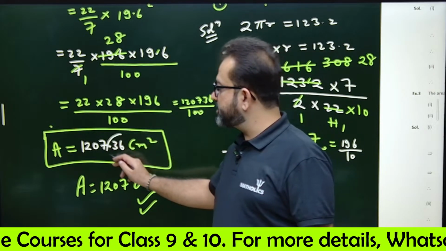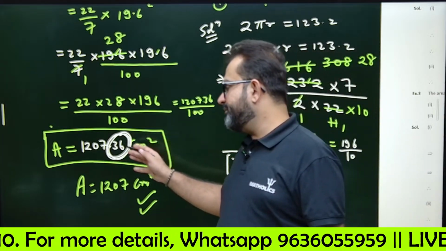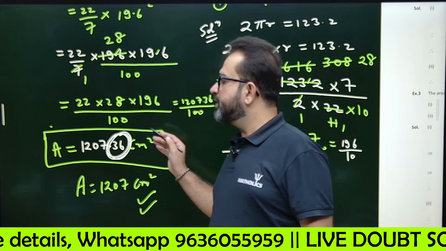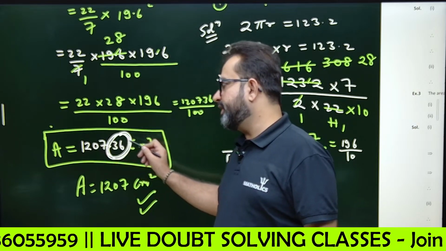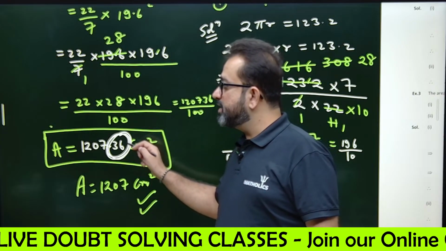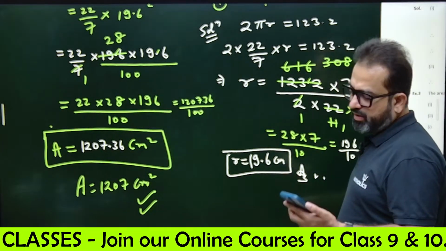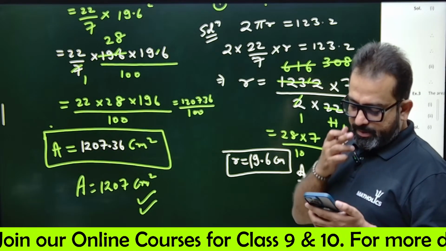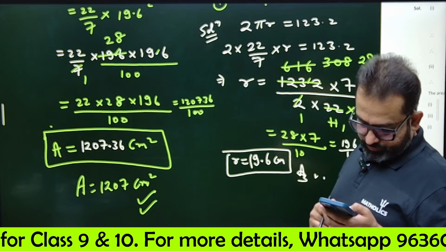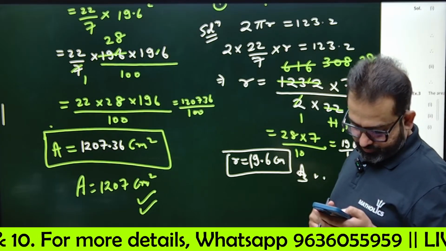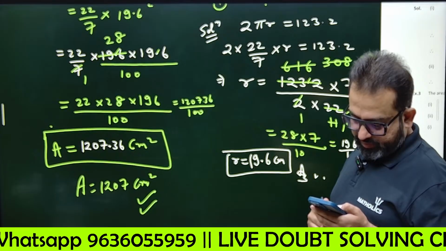0.36 you will remove because this is less than 0.5. If it would have been 0.50, then answer would have been 1208. 0.51, 0.52, 0.49 even, it will get rounded off to 1207 only. Okay. This is the rounding off technique you must be knowing, right? One two zero seven three six.